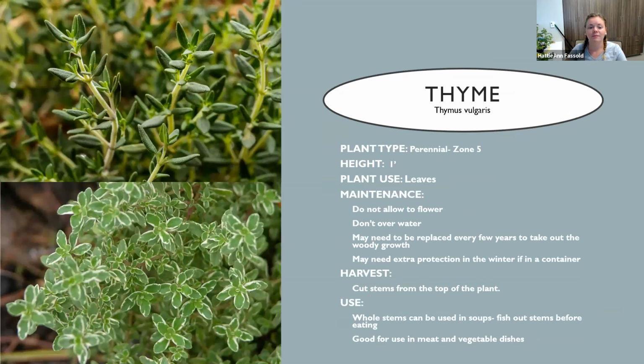So next is thyme. This again is one of my favorites, and the freshness of thyme versus your dried thyme, there is such a difference. These ones are perennial to zone 5. They don't get to be very tall. They're more of a ground cover.